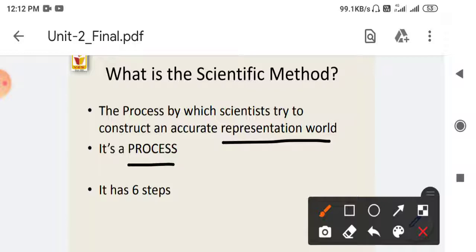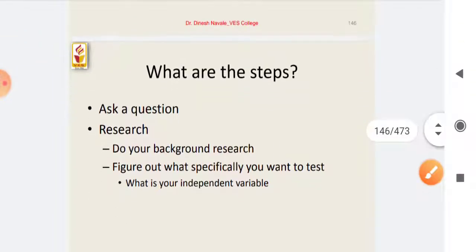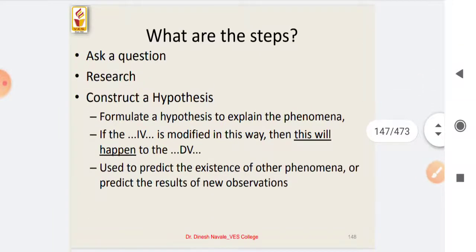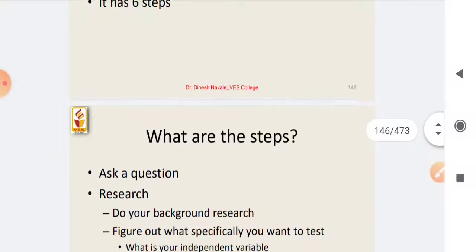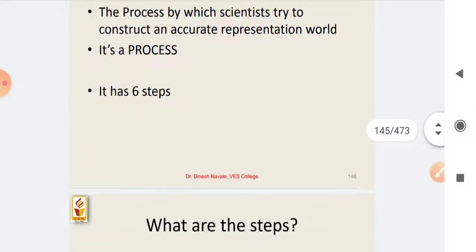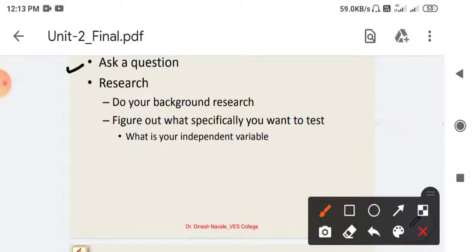For the generation of a scientific method, it is quite a lengthy process. It constitutes 6 steps. So what are those steps? Basically there are a total of 6 steps. So the first step is, first of all, we should ask the question.